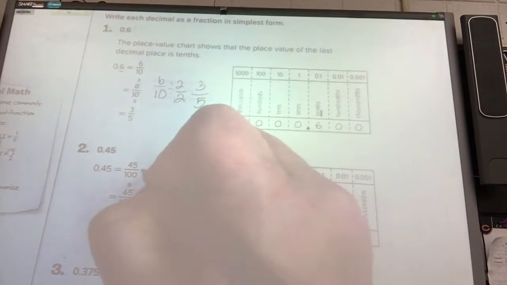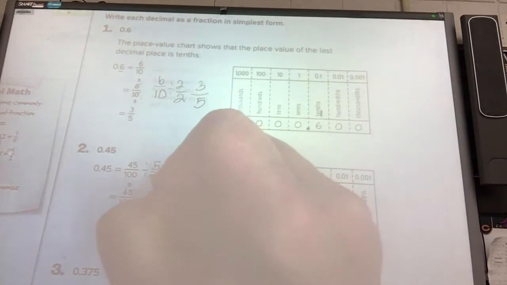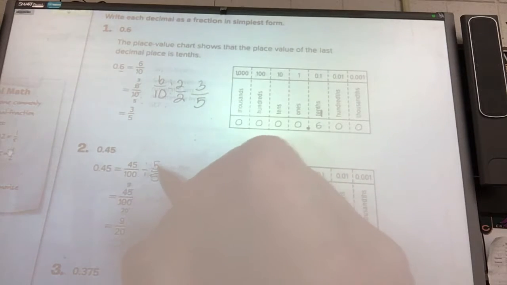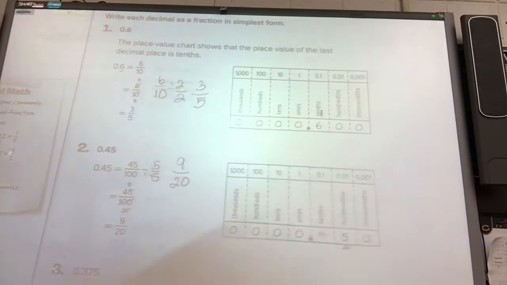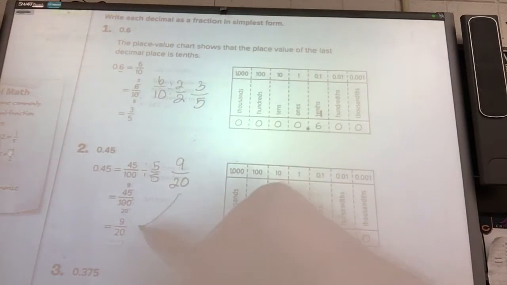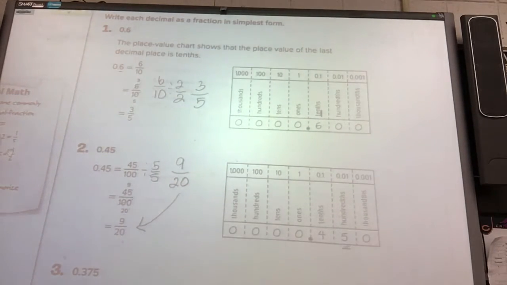They took this and they divided by 5 on the top and the bottom. And 5 goes into 45 9 times, 5 goes into 100 20 times. So that is how they got here. Just so you don't get confused.